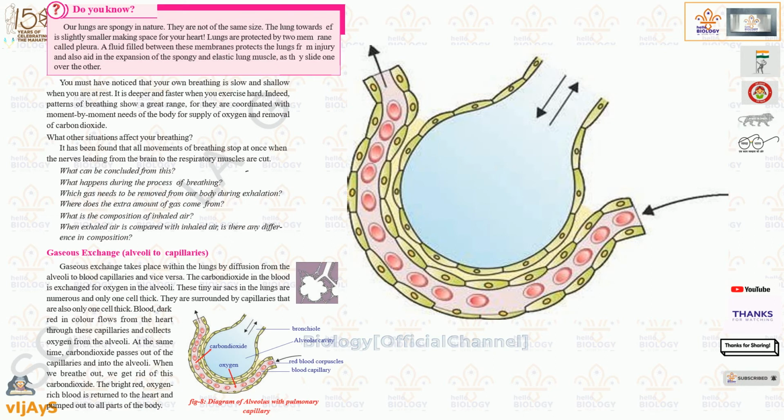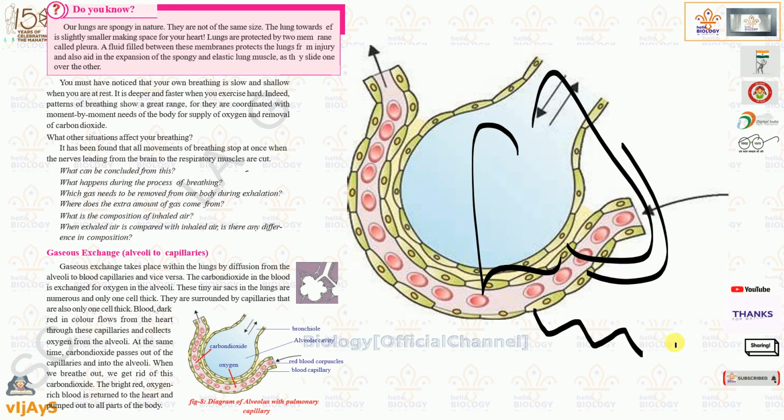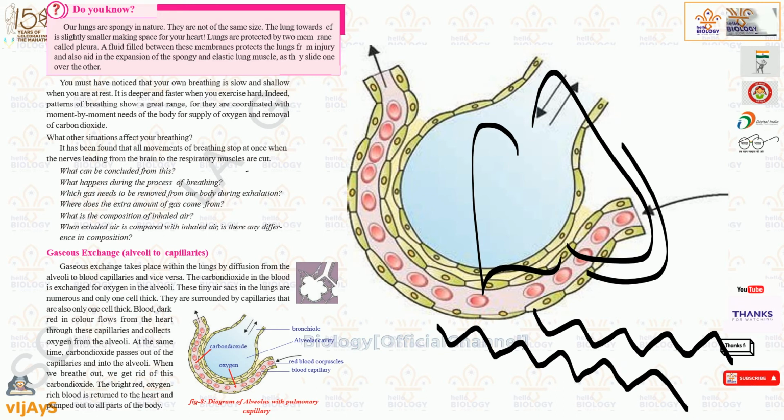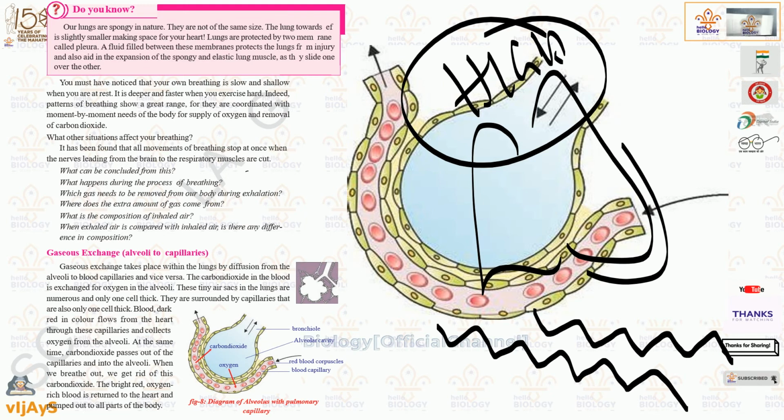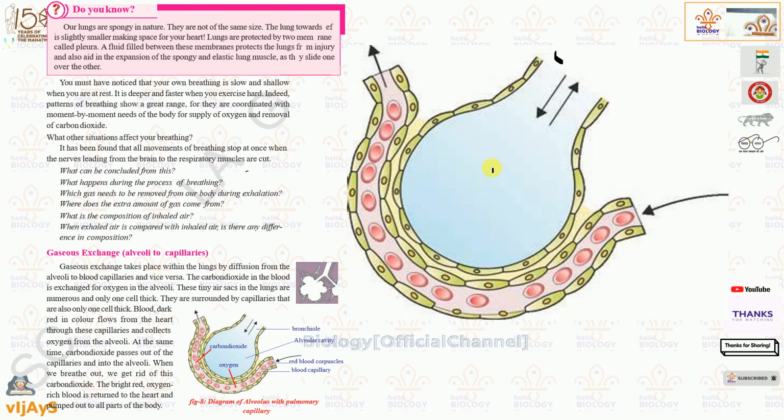Whenever you must have noticed that your own breathing will be slow when you are at rest, but when you are running, your breath rate will increase. This will be seen whether you are climbing steps in the school or in the apartment. If you go up the steps, you will feel a high breath rate. This high breath rate is due to a high respiration process. Understood? And what will happen during these times? Usually, it has been found that all movements of breathing will stop at once, and the nerves leading to the brain will be cut, and respiration will be cut down.